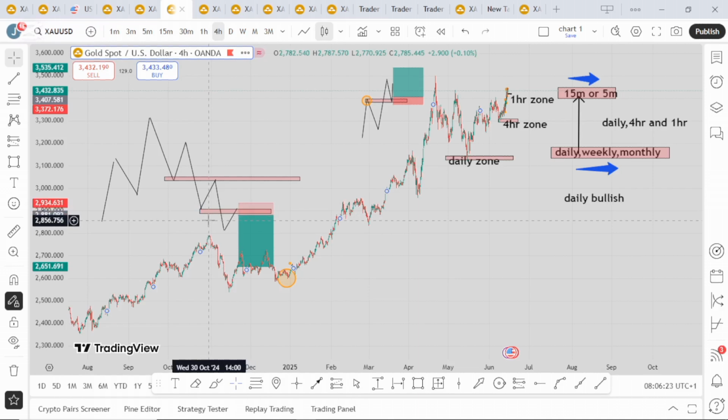That is it for that, guys. I think we have covered what basic and advanced structure is.